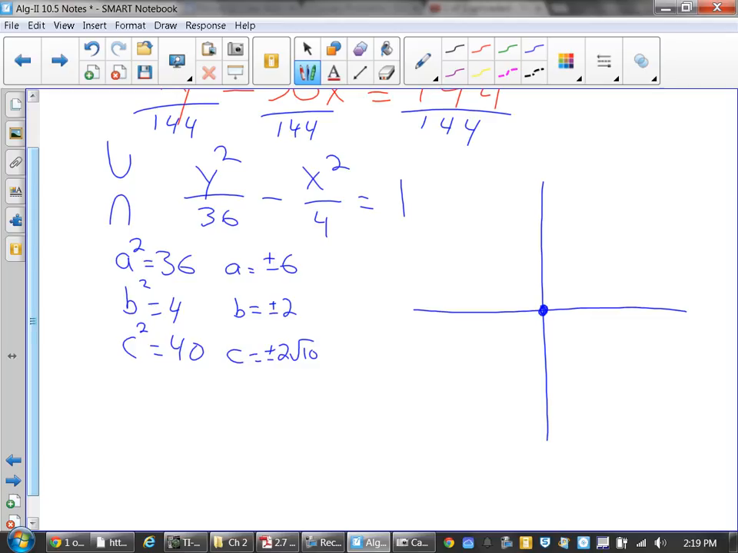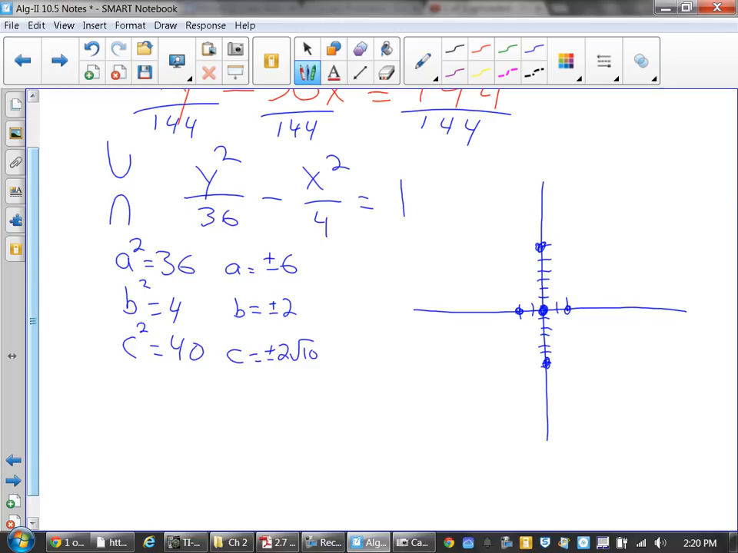A is my distance from the center to the vertex. So does A go up and down, or left and right? It goes up and down, because we know y squared was first, so I know it's got to be in that direction. So A goes up 6 and down 6. Are we okay with that? That co-vertex goes left and right 2.